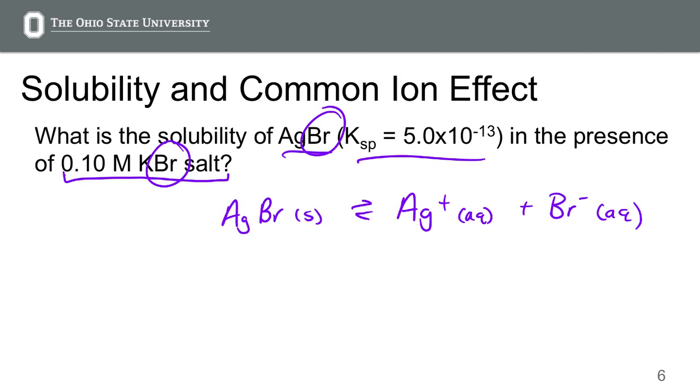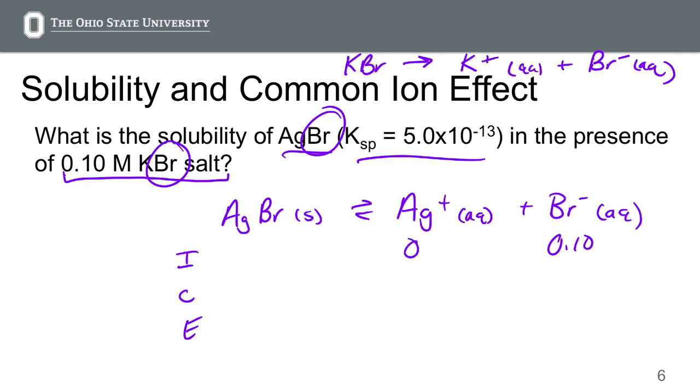So to solve a problem like this, we're going to set up another ICE table. The only difference now between this and the problem we just did is that we're going to have an initial concentration of bromide ion, and that's coming from the KBr salt. So for our KBr, this completely dissociates to potassium ion and bromide ion, not in equilibrium. So for every 1 KBr, you get 1 bromide ion based on the stoichiometry of the formula. Okay. Everyone see that? Okay. So we have an initial concentration of bromide, but still 0 moles per liter of the silver initially.